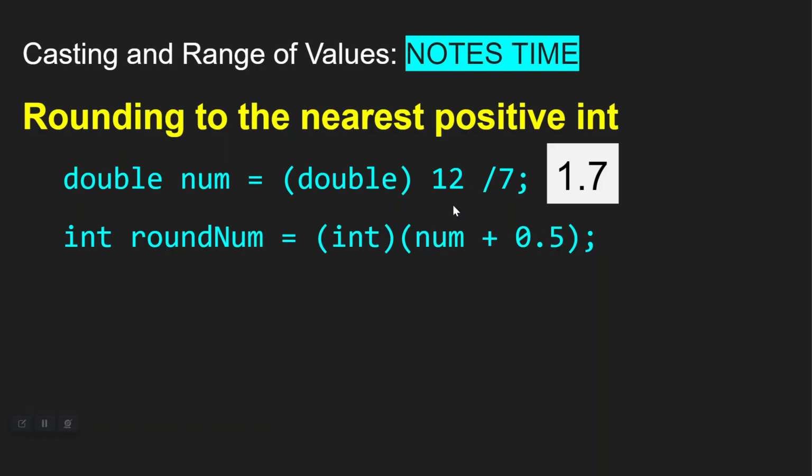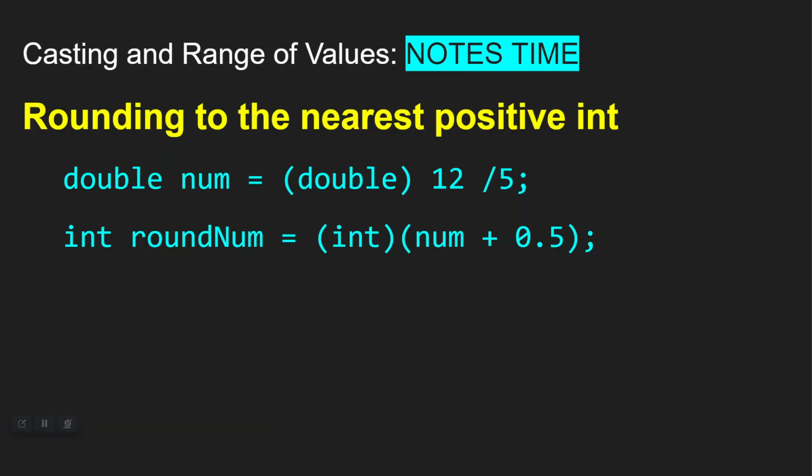So what ends up happening is right now num is 1.7. When we get to this next line of code, we're declaring an integer, calling it round num, and setting it equal to this. We're going to do 1.7 plus 0.5, which takes us up to 2.2. But then, of course, when we cast that to an int, it just lops off that decimal, so we are left with 2. So this little formula that you see right here, casting to an int and adding 0.5 to the value, is going to round to the nearest positive integer. So again, this is something that you want to remember.